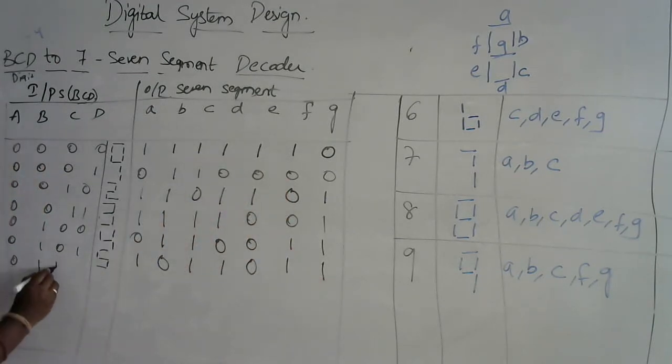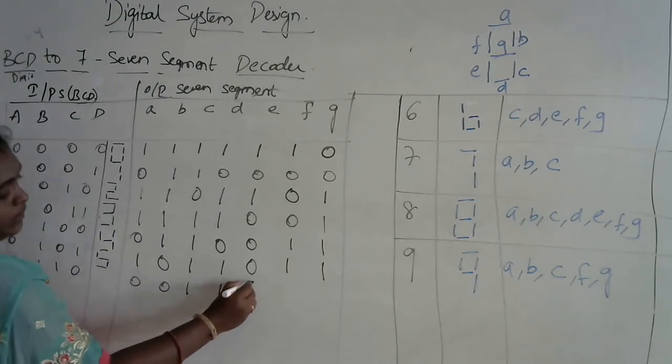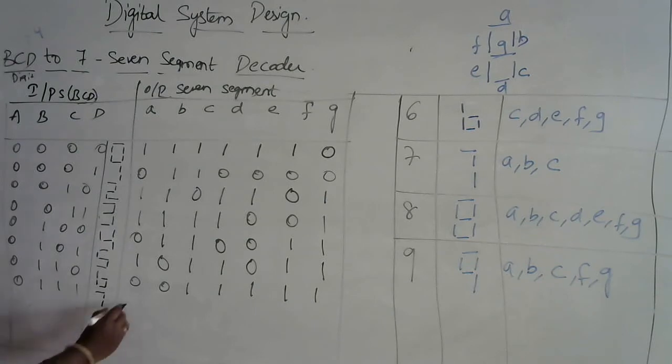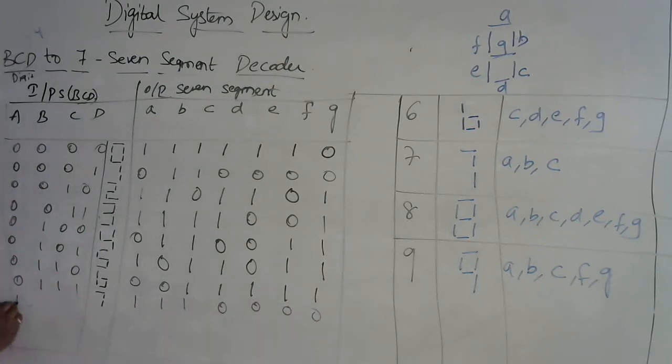Already we are having 6 over here. 6 equivalent is C, D, E, F, G. 7 is 0, 1, 1, 1. This is for 6. This is for 7. 7 is only A, B, C, and all the remaining are zeros. For 8, the equivalent is 1, 0, 0, 0. 8 can be represented with all the variables, that is A to G, as ones.